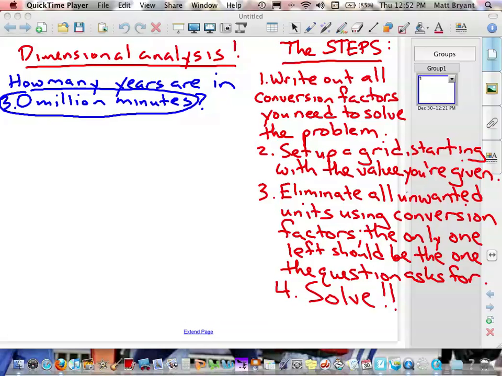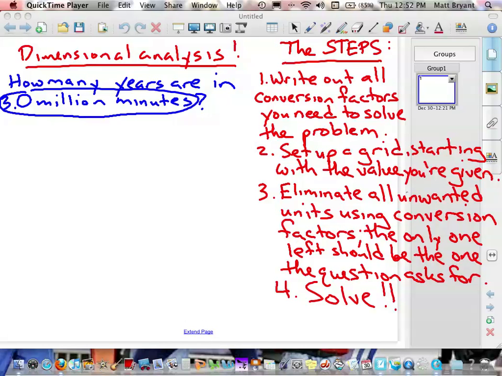And then once you've written down all your conversion factors, you've written down your grid, you've canceled all the units you need to cancel out, you've come up with the final unit you're looking for, you just need to solve the problem. All right. So the problem says how many years are in 3.0 million minutes. That's key because 3.0 million minutes says that we need to come up with two sig figs in our final answer. But before we do that, set up the grid.